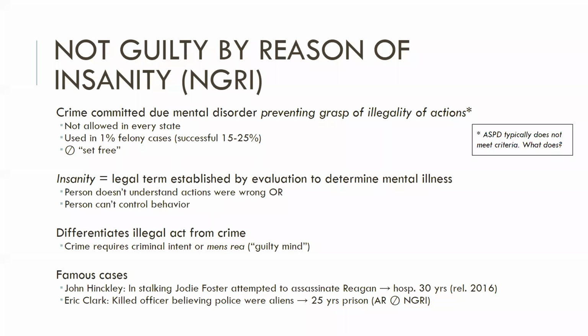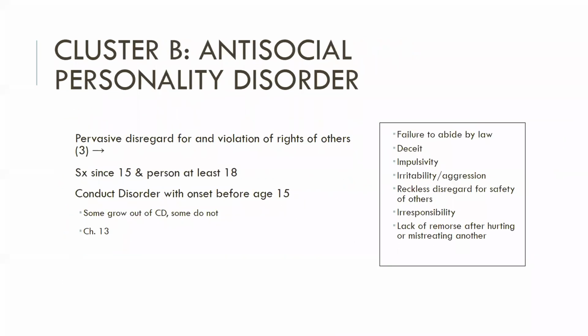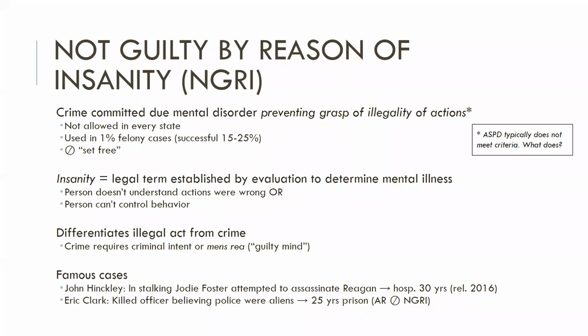When you think about ASPD, and again, I'll flip back, I promise this is the last time, this is someone who is disregarding, violating the rights of others. There's nothing really in here that indicates this person is out of touch with reality, or that this person doesn't really understand that what they're doing is illegal. So this doesn't really apply to folks with ASPD. Folks with ASPD frequently do not legitimately fit criteria for NGRI. They may try to appear as if they meet criteria for NGRI, but legitimately they typically don't.